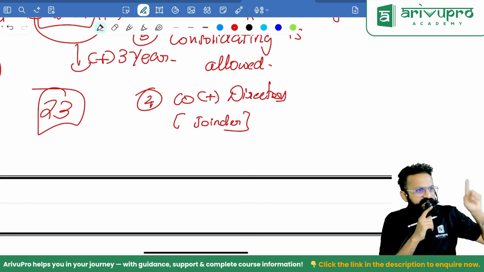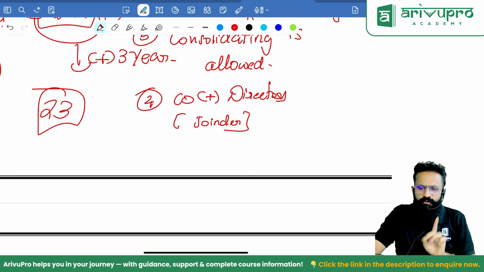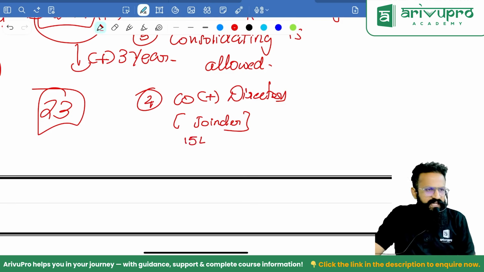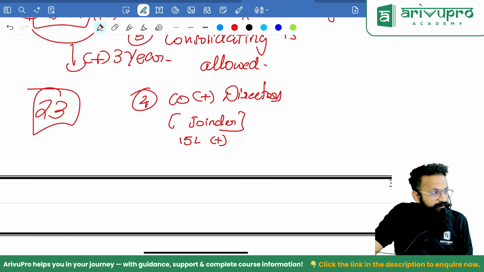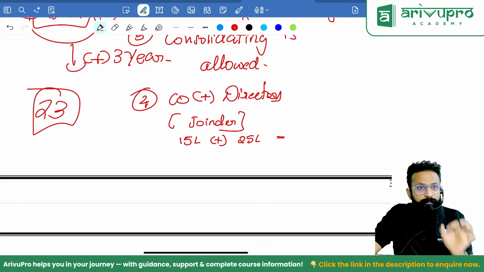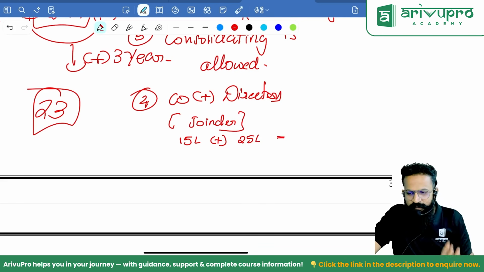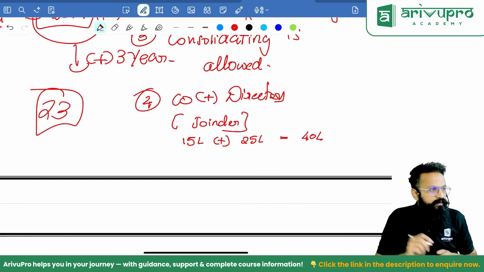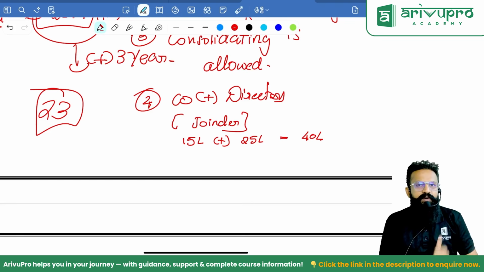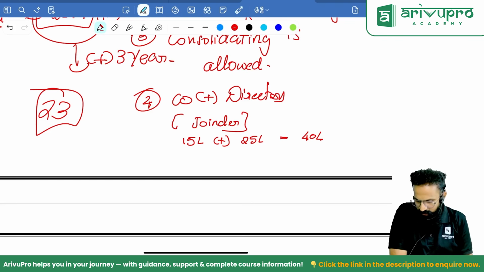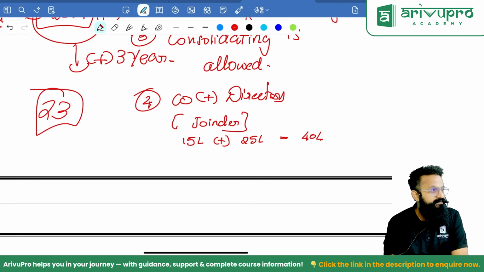Think and answer. Company and directors, everyone's penalty put together: the company is coming to 15 lakh, the directors' penalty in total is coming to 25 lakh. Total compounding application value is coming to 40 lakh. Who will be the compounding authority? Is it RD or the Tribunal? Who will it be? This is clear now?